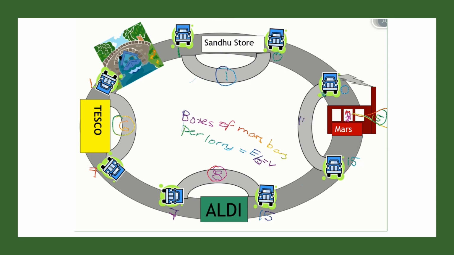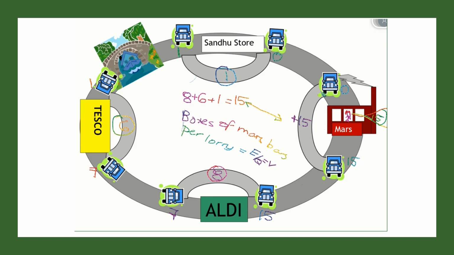Well, this Mars bar manager said it wanted to add 15 boxes of Mars bars to every lorry. And if we look here, we've got 8 boxes delivered to Aldi's. We've got 6 boxes delivered to Tesco. And we've got 1 box delivered to Sandu stores. And what does that add up to? That adds up to 15 boxes of Mars bars. What do you notice about that? Well, that's exactly the number of Mars bars per lorry that every lorry got.